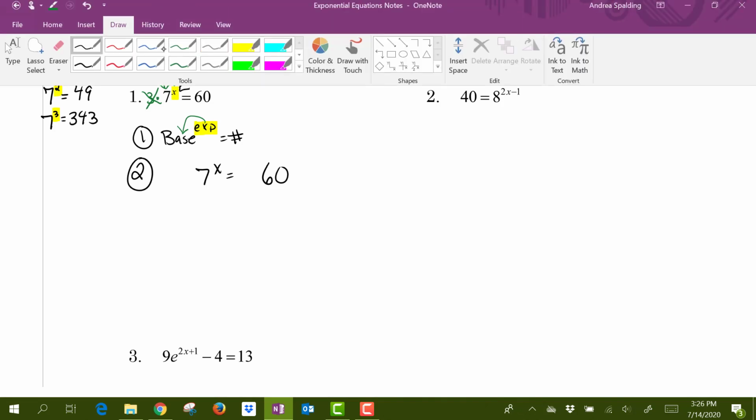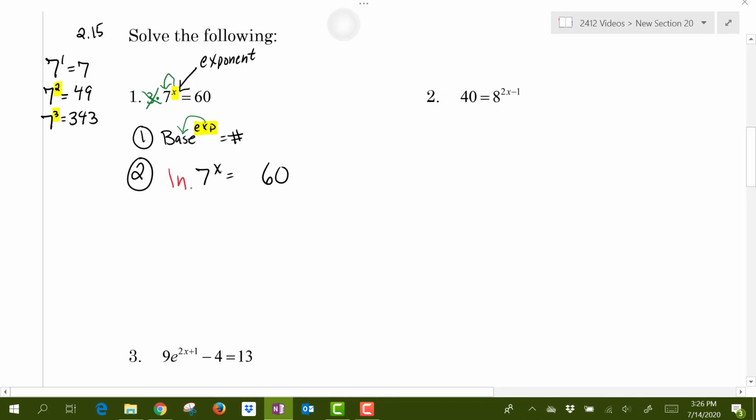For step 2, we are going to apply the natural log to both sides. And I'm going to ask you to always use the natural log. I'm going to ask you to solve all of these equations in terms of the natural log. So when you do your homework and when you're on your homework checks, you're going to see the answers written in terms of natural logs.